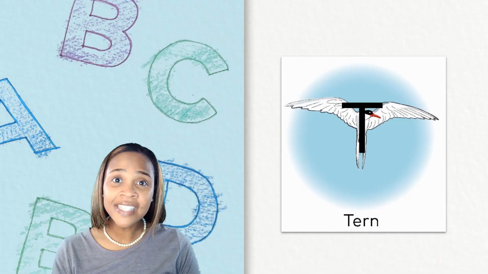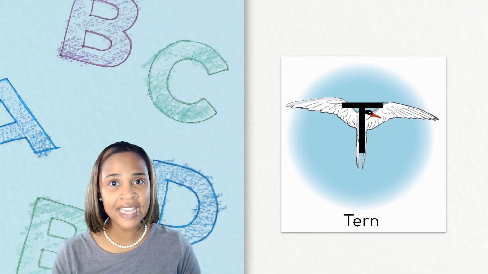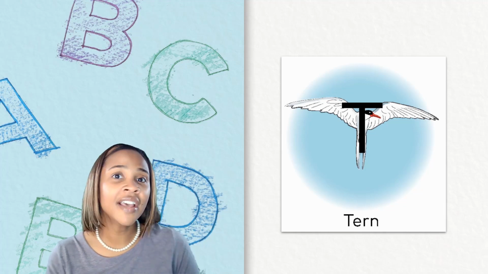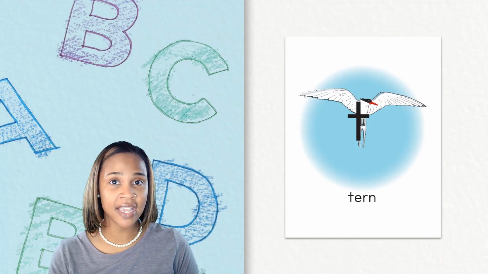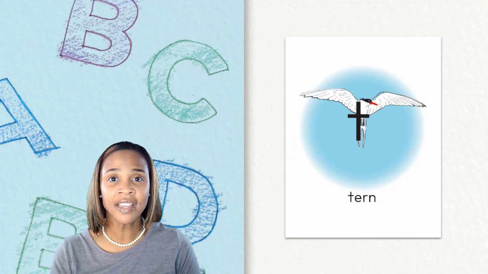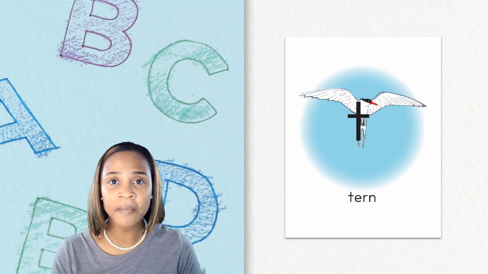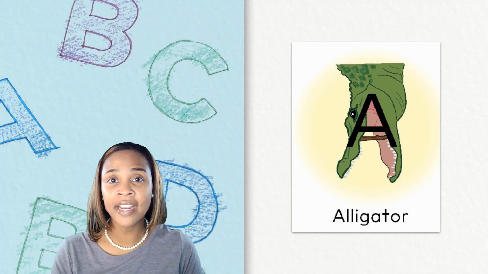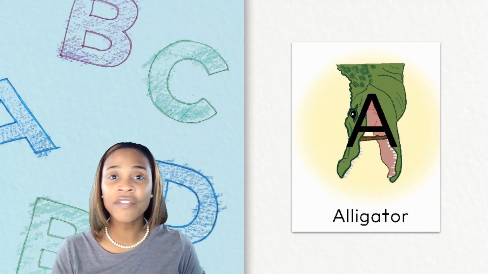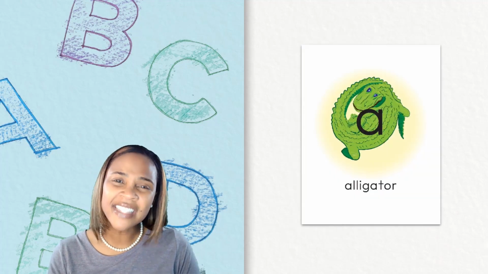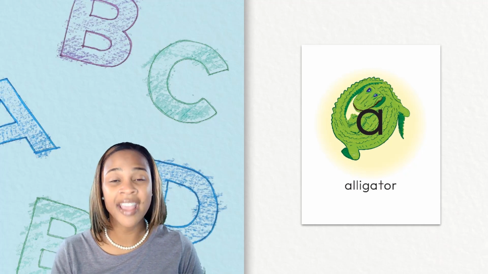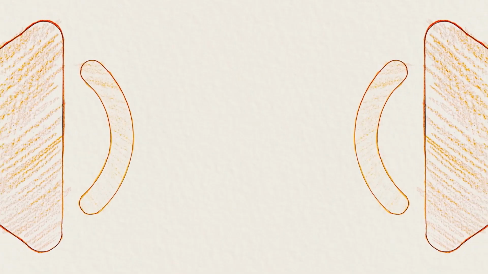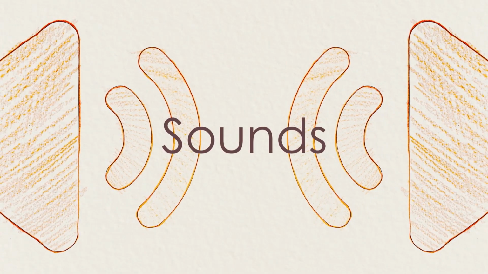Wordwork. This is our uppercase T, and it says T, T for turn. This is our lowercase t, and it also says T, T for turn. This is our uppercase A, and it says A for alligator. And this is our lowercase a, and it says A for alligator. Sounds.